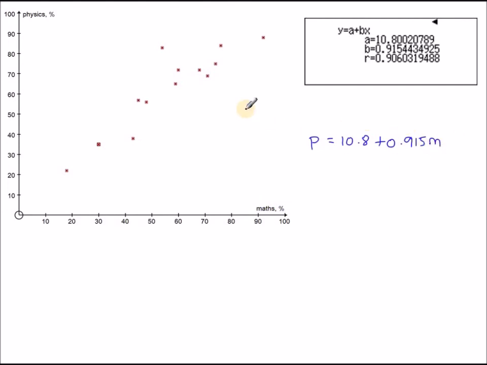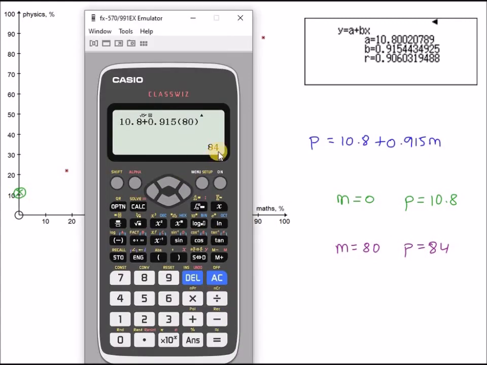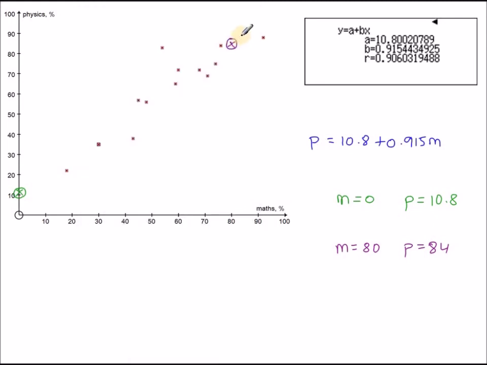So now I'm going to draw this line on the scatter graph. To draw a line we need 2 points, so I've chosen m equals 0. So you put in m equals 0, you've got p equals 10.8, so here's that point, and mark that point differently to the other points because it's not a part of the original data, it's something extra that you've added onto the graph. And I've chosen something at this end here, 80, so m equals 80, substitute 80 in here, and we get p equals 84, this point here. So now we need to draw a straight line through those points, like so.